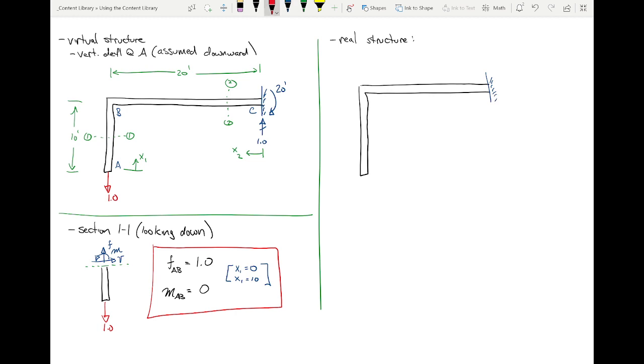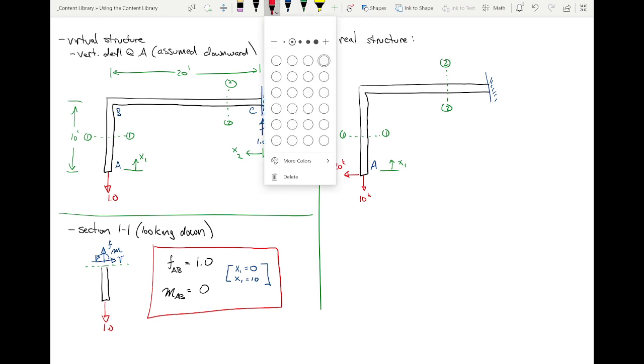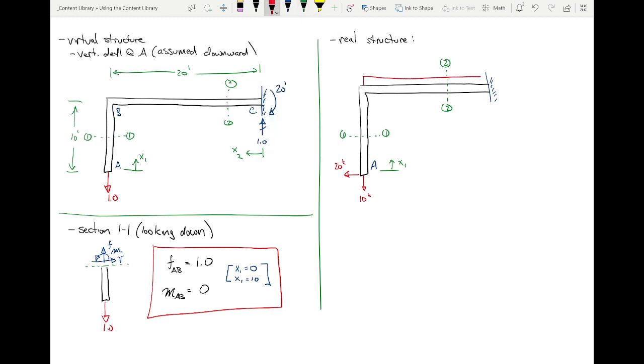All right. Now the real structure, we got a little bit more going on. We've got this 20 kips. We've got this, which is 10 kips. This is A. So we had defined that as X1. And that's our section cut. That's 2 and 2. And we now have a distributed load on this. And this is, let's see, 3 kips per foot. This is B and this is C.